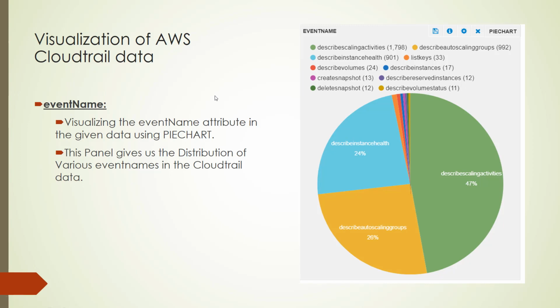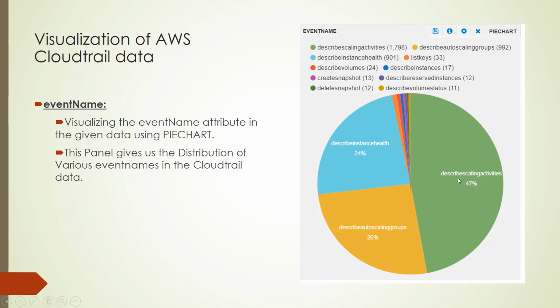As we discussed, event name is the name of the event that occurred. They describe things like volumes, create snapshot, delete snapshot. There are some types of event names we observe in the data. So here I used a pie chart, which is the customized panel we created for this project, and you can see the distribution of the event names across this pie chart.